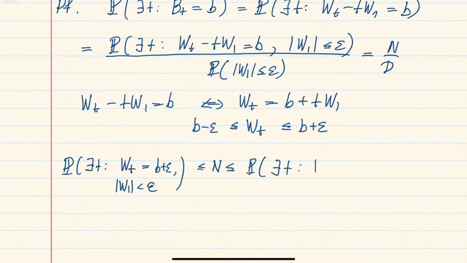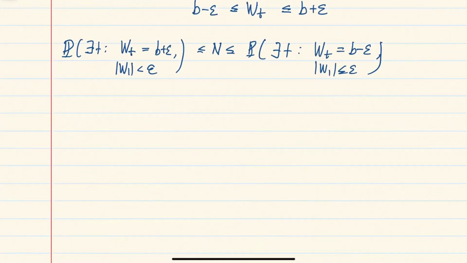and on the other side, the probability that there exists t where wt is b minus epsilon, again intersected with the event that W1 is less than or equal to epsilon. And now we can rewrite these two probabilities on both sides using the reflection principle as follows.